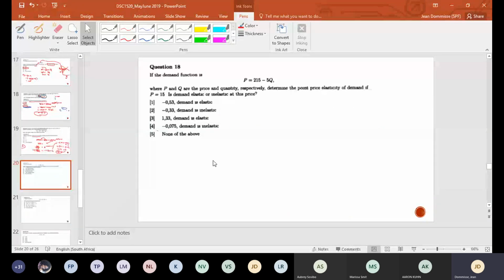Yes, Wendy. Okay, question 18. If a demand function is that, where P and Q are the price and quantity respectively, determine the point price elasticity of demand. If P is equal to 15, is demand elastic or inelastic at this price?